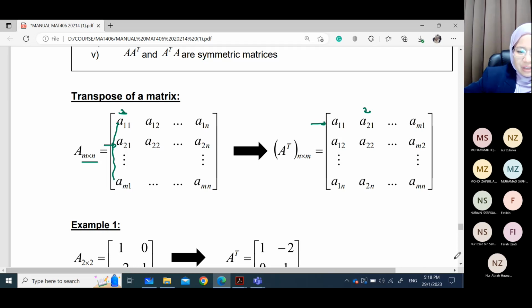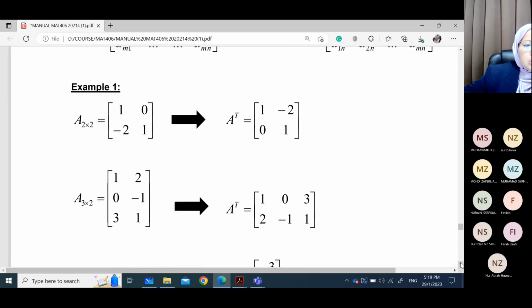Okay. So kita tengok contoh yang pertama, transpose. So we have this matrix, 2 by 2 matrix. So A is 1, 0, negative 2, 1. So A transpose, it will be 1, negative 2, 0, 1. So kalau you lihat dekat sini, ini adalah kolom dan dia akan jadi row. Okay, so this one, dia akan jadi row.